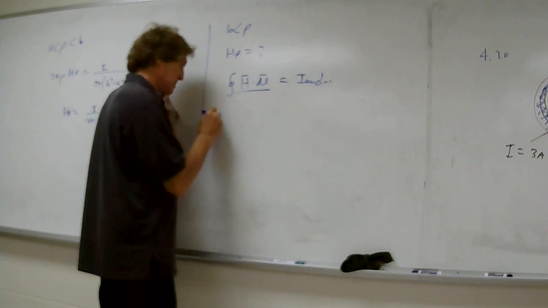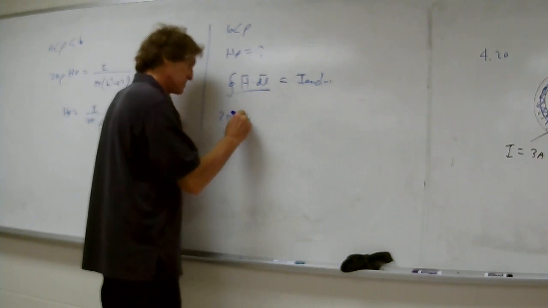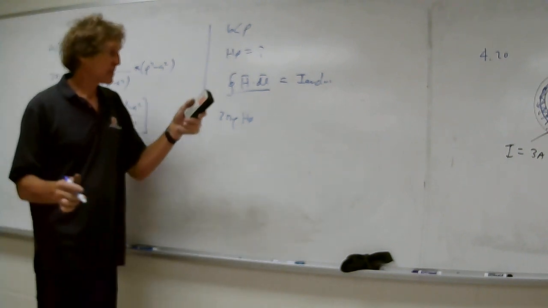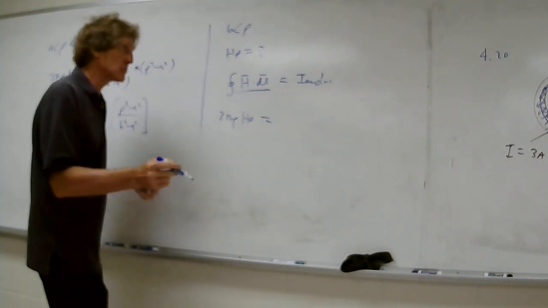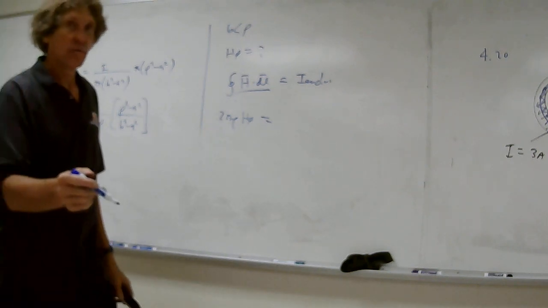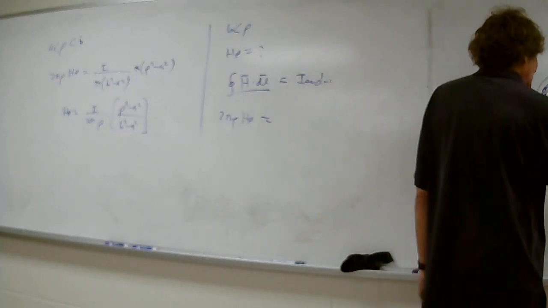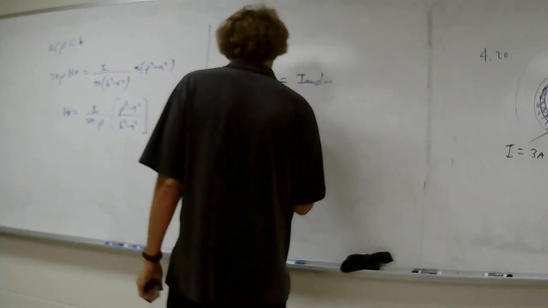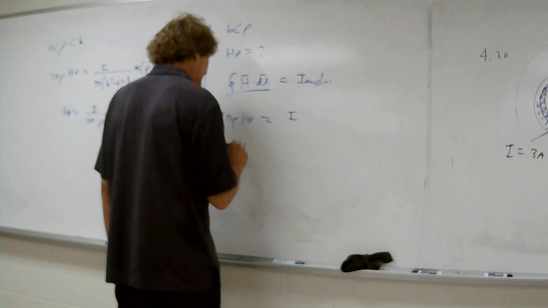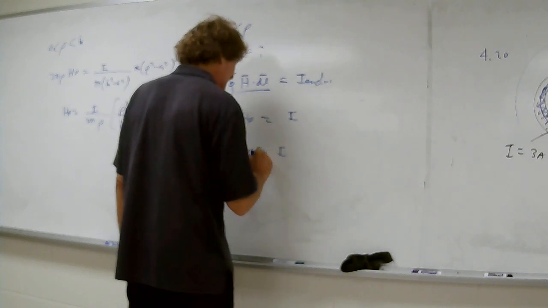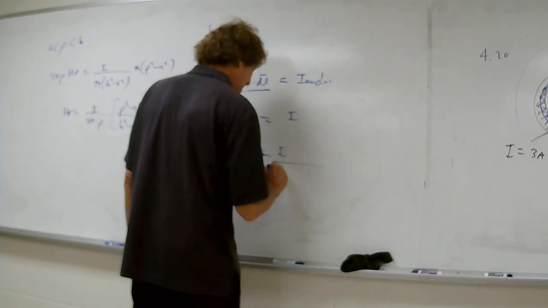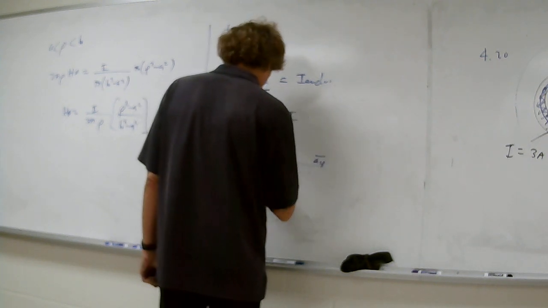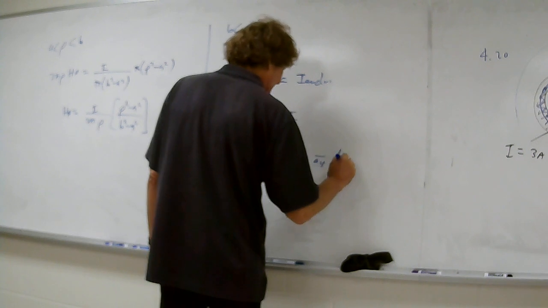We could write, but what is this? 2 pi rho H phi. Do y'all agree with that? What's on the other side? How much I is now enclosed by our loop? Think about it. All of it. Now we're just outside here. It's all of it. It's just I, which means H phi out there is simply going to be I over 2 pi rho, in the a phi direction, of course. And that's amps per meter.